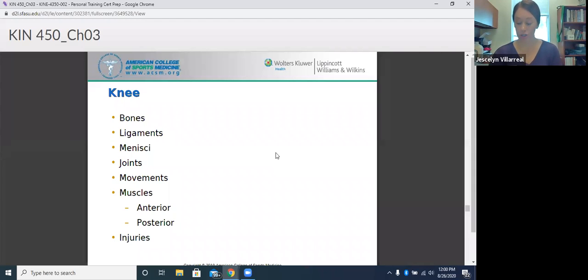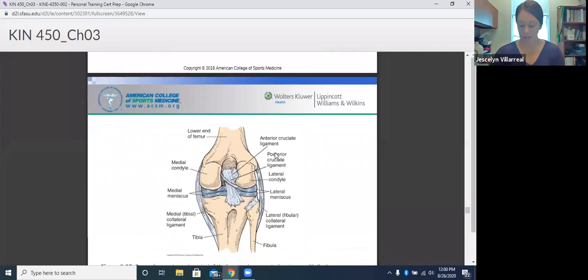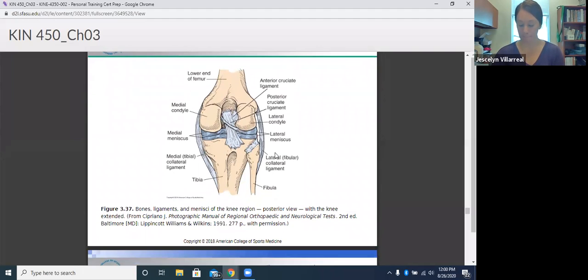So the knee joint is your largest in the body because it bears the load of the upper body and the trunk and is crucial for motion. It's frequently subject to overuse and traumatic injuries. At the joint, we can do flexion and extension of the knee. Here are the bones, ligaments, and menisci of the knee region. The bones would be your distal femur, your proximal tibia, and the patella, or the kneecap.